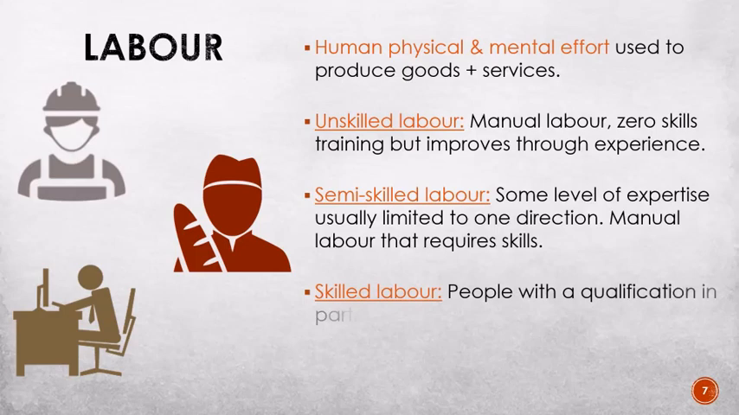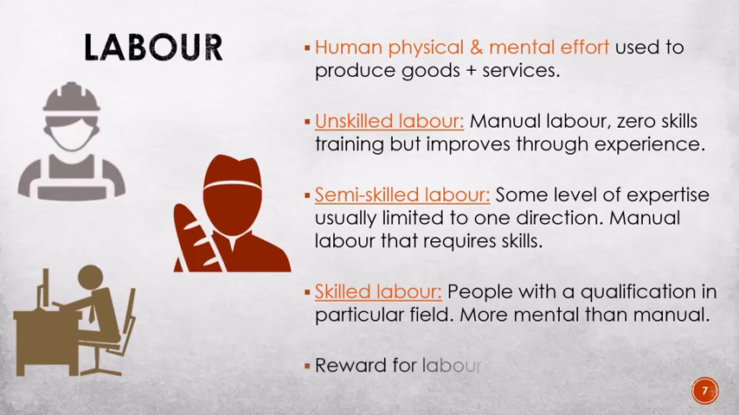The last level is skilled labor. Now, skilled labor are the people with a qualification. So if you're ever unsure whether an example is one of semi-skilled or skilled, just look, did this person go and study? It's someone that has a qualification in a particular field, and the skilled laborers usually do more of the mental work than the physical work. And then what do we pay our laborers? Salaries and wages.